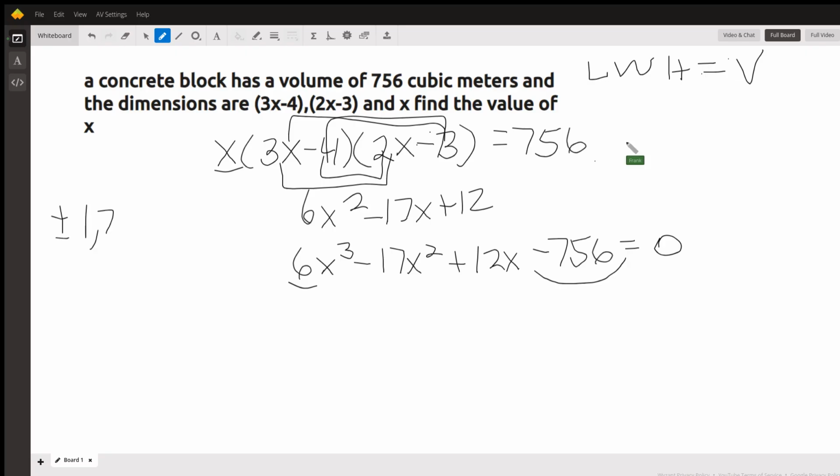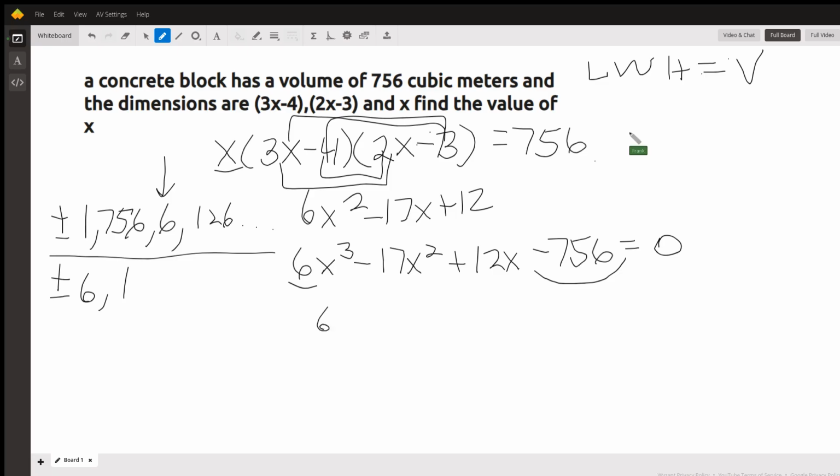1, 756, 6. 756 divided by 6 is 126. There's all kinds of other factors there. And then divide it by plus or minus 6, plus or minus 1, etc., etc. Well, I tried a few of them. I'm not going to go through all of them now. But one that I could try is plus or minus 6. So I'll try plus 6, and I'll do synthetic division.